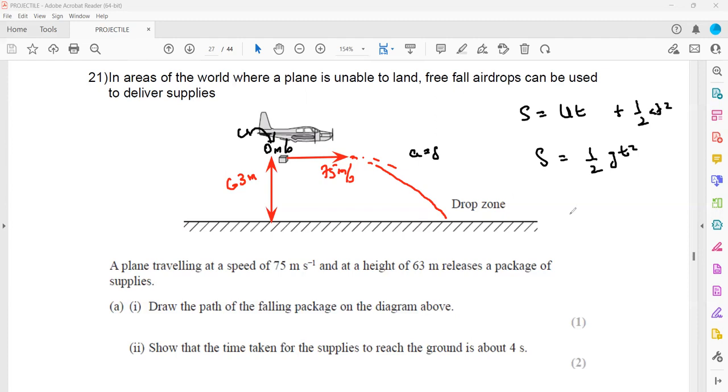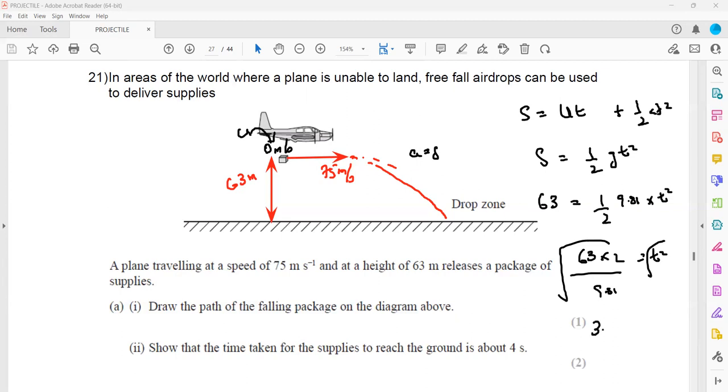s is the vertical height, vertical displacement, which is 63. Half, acceleration due to gravity 9.81, times t square. So we simplify: 63 multiplied by 2 divided by 9.81 is equal to t square. We take the square root on both sides. This will give us how much time this package will take to hit the ground. And this will be about 4. It's not like you get exactly 4, it's just closer to 4. That is 3.6 seconds it will take to hit the ground.